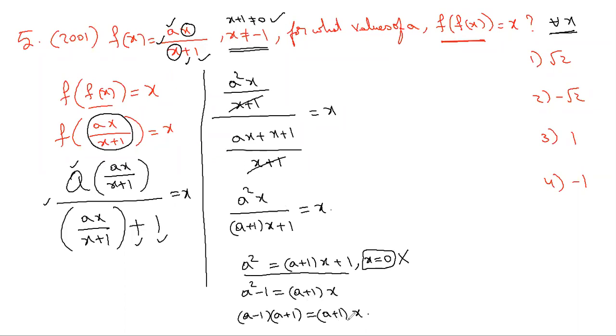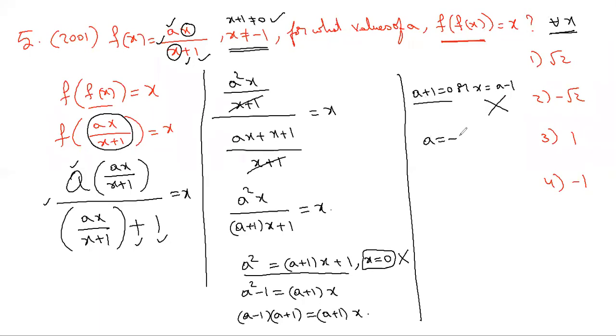When you're simplifying this expression, again you get two possibilities. What are they? a plus 1 equal to 0, or x is equal to a minus 1. We cancel that a plus 1 on both sides, so x is equal to a minus 1, then it will be true. But we are not looking for a particular value of x for this to be true. We want it to be true for all values of x. So this particular value of x is not allowed. So a plus 1 equal to 0.